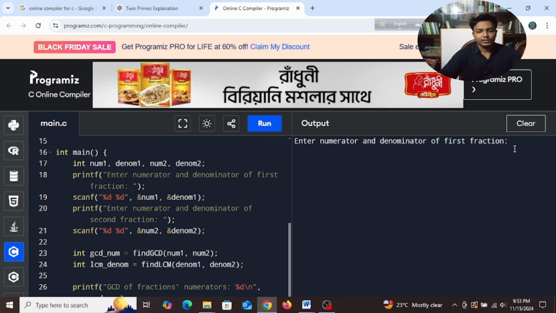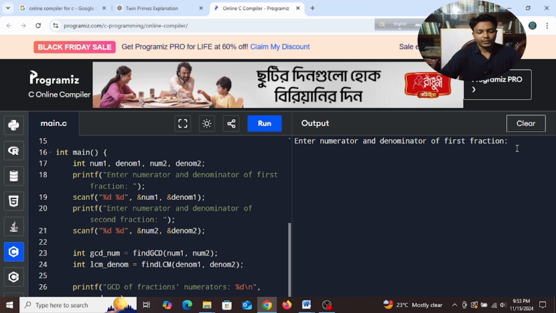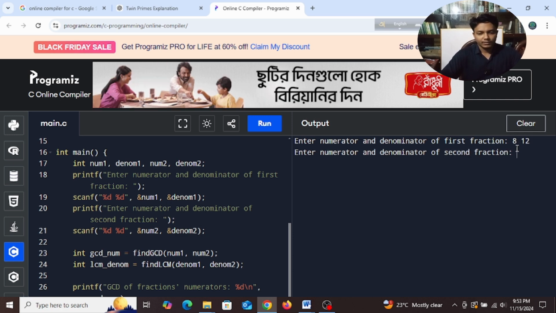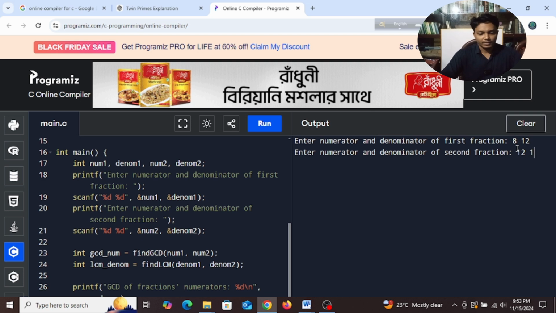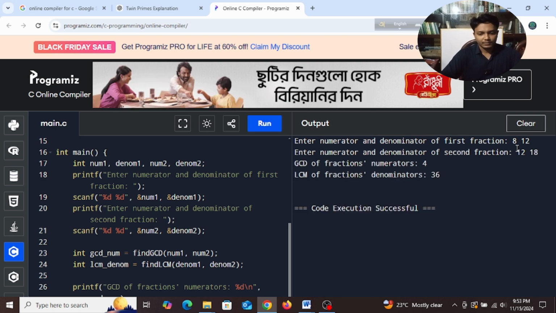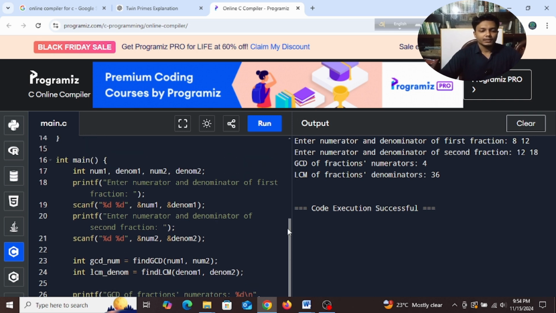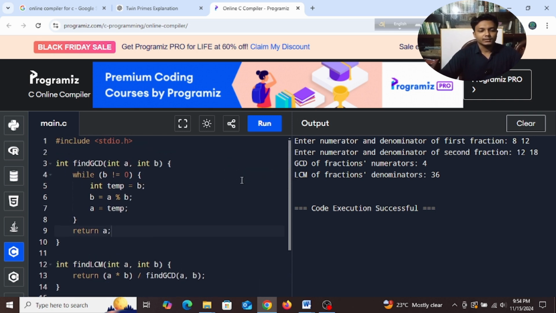Enter numerator and denominator of the first fraction, so 8 and 12, and then 12 and 18. So the GCD of the fractions' numerators is 4 and the LCM of the fractions' denominators is 36. I think you understood this, guys.